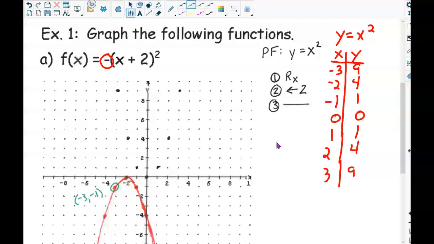Okay, now if it's reflected across the x, that means I'm going to negate all the y values. It's flipped over the x, so the x's aren't going to change. Which ones are going to change? The y.